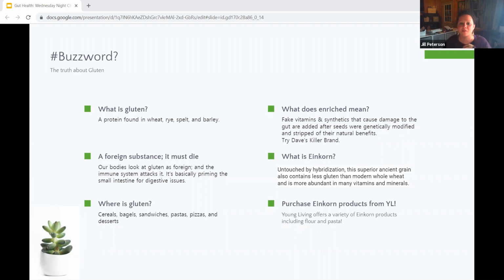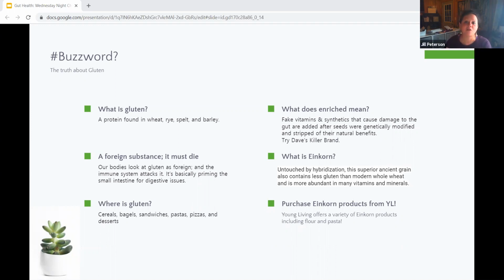And the reason for that is because, again, your body starts to look at gluten as foreign. So your immune system is doing exactly what it's supposed to do. It starts to attack it. It says, hey, you're not supposed to be here. You're stopping me from doing my job. And so that can actually prime your small intestine for digestive issues. So the better alternative to gluten is coconut or almond flour.